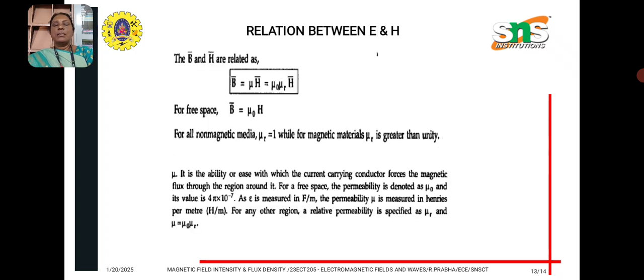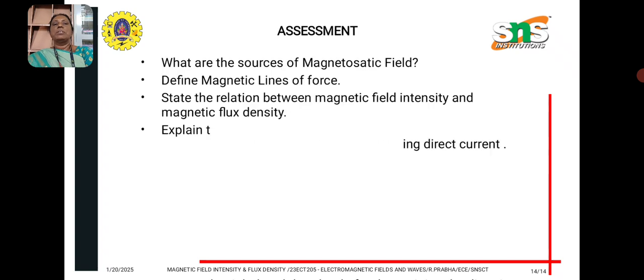Now there is an important relationship in magnetostatics, the relation between the magnetic flux density B and the magnetic field intensity H: B is equal to mu H, where mu is given by mu naught mu r. Mu naught is equal to 4 pi into 10 power minus 7, and mu r is equal to 1 when the medium is air.